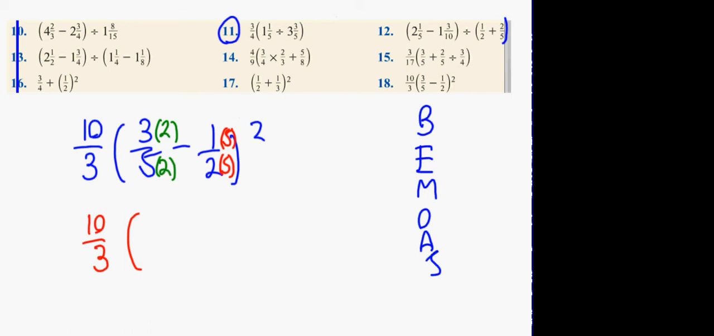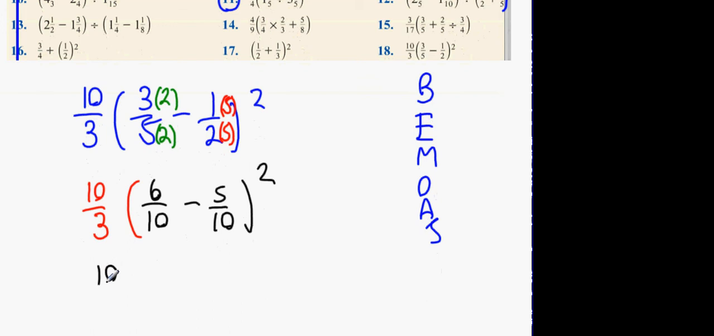Perfect, okay. Let's figure this out. So we're going to have 6 over 10 and 5 over 10. And you get 1/10. And what's outside the 1/10? To the power of 2. Okay, you've done your brackets.